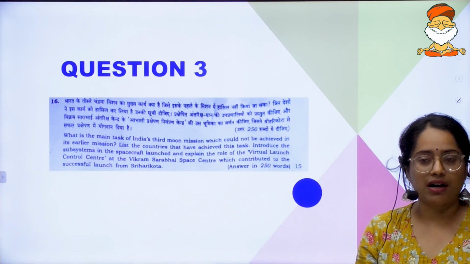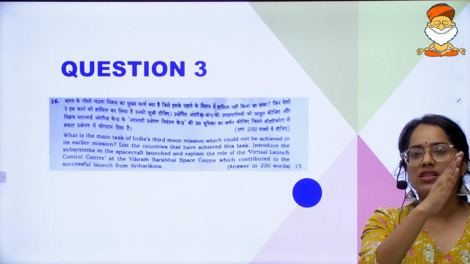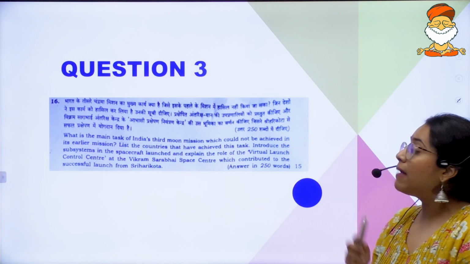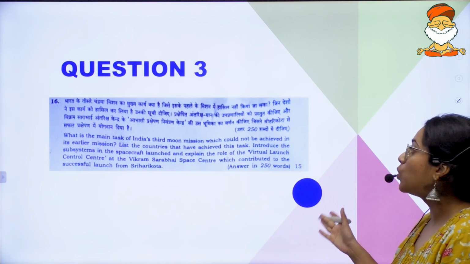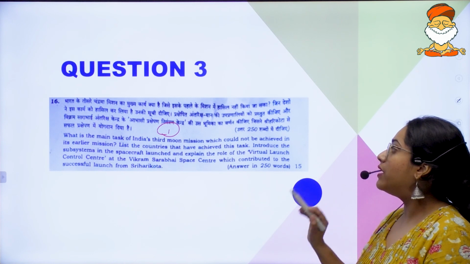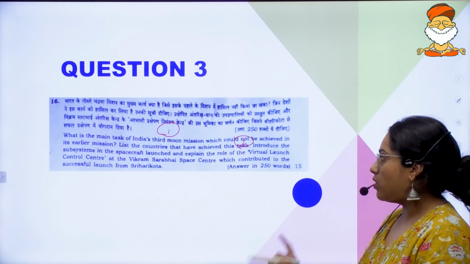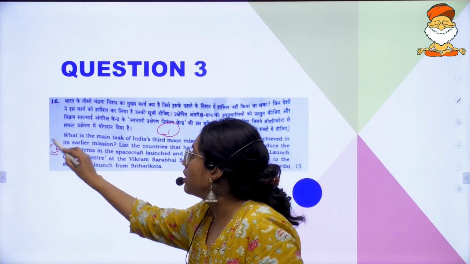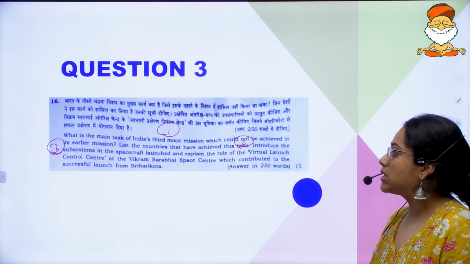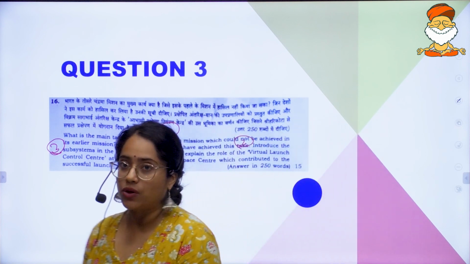Moving on to the last question from your science and tech. It's a very detailed 15 marker, but fortunately for those who wrote this exam, there is a very clear division with respect to what is expected from you in each part. What is the main task of India's third moon mission, which could not be achieved in its earlier mission? That is the first part. List the countries that have achieved this task. Second part. Introduce the subsystems in the spacecraft launched, that is the third part. And the fourth part is to explain the role of the Virtual Launch Control Center at the Vikram Sarabhai Space Center, which contributed to the successful launch from Sriharikota.